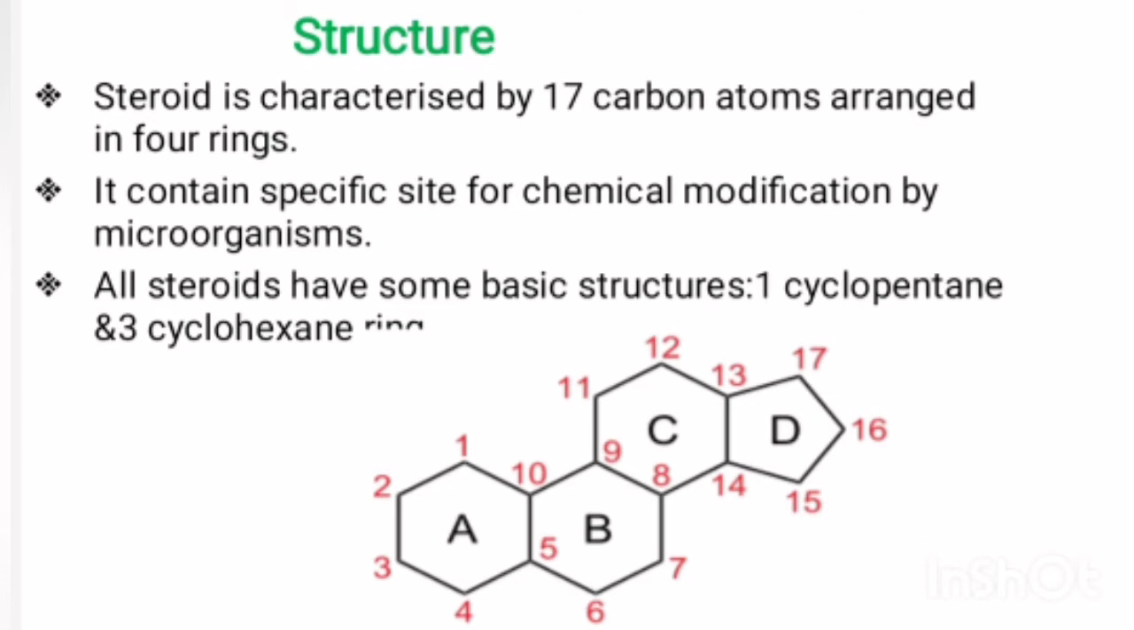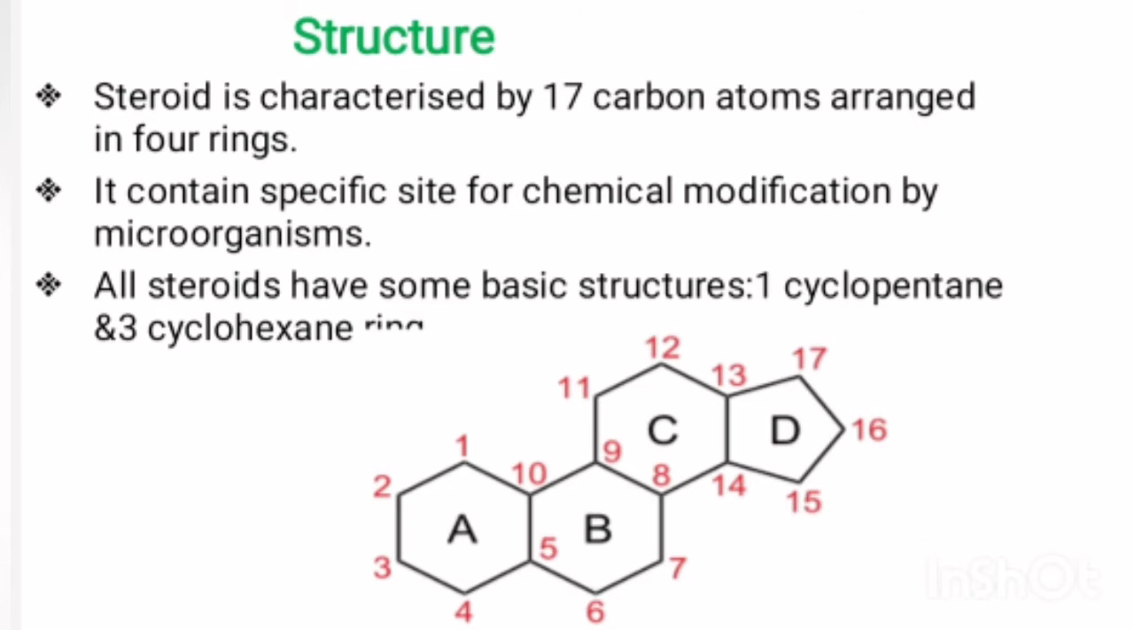Next, we can discuss the structure of the steroids. Steroid is characterized by 17 carbon atoms arranged in 4 rings. Here, the figure shows the basic structure of the steroid, and the 4 rings are marked by alphabetic letters A, B, C, and D. It contains the specific site for chemical modification by microorganism.